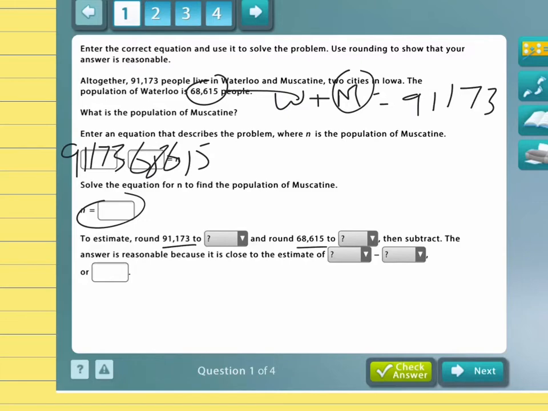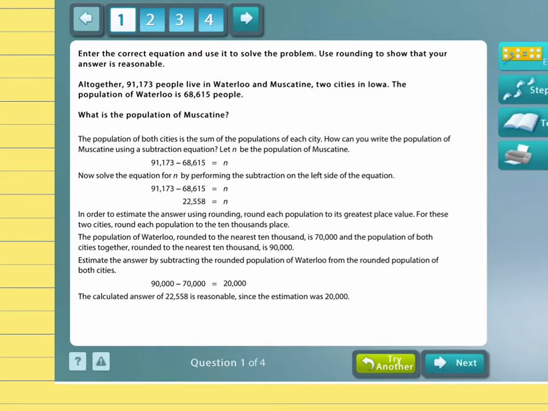Let's take a look at what Think Central thinks about it on the next page. As we were talking about, if you read through their thinking, this is exactly what we said on the previous page. You're taking the total population minus that population, which gives you the population of the other city, Muscatine. And then they check reasonableness. And yes, it's a reasonable answer because we're very close to the rounded estimated answer of 20,000.